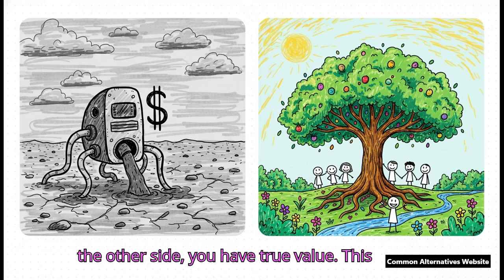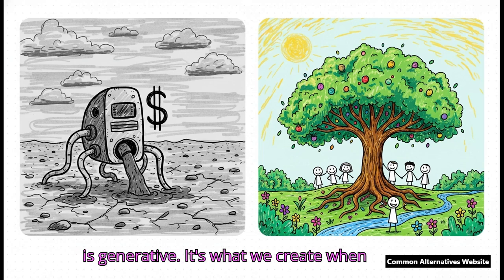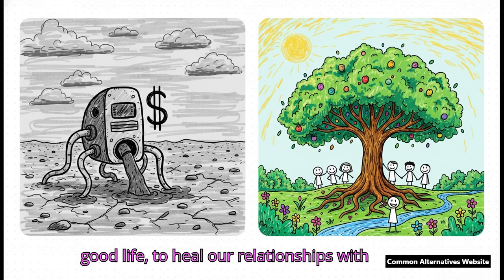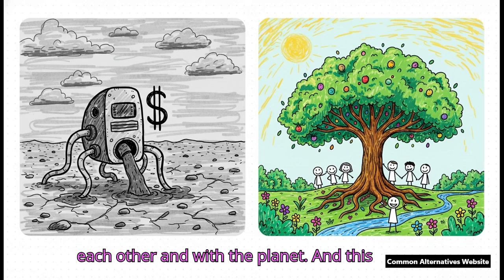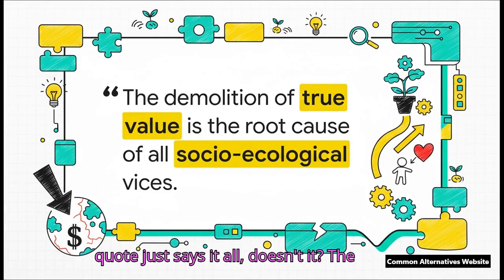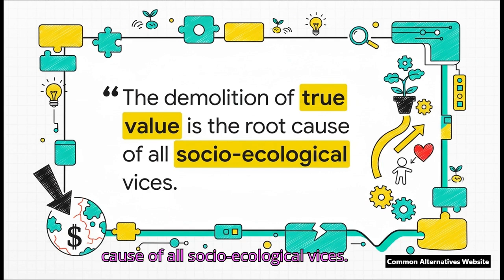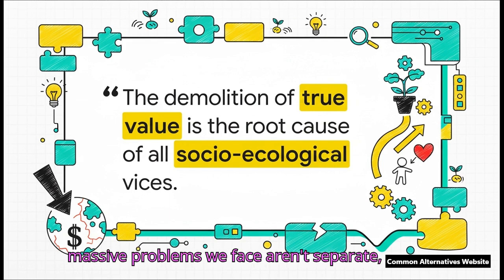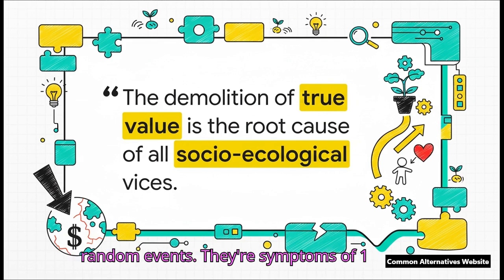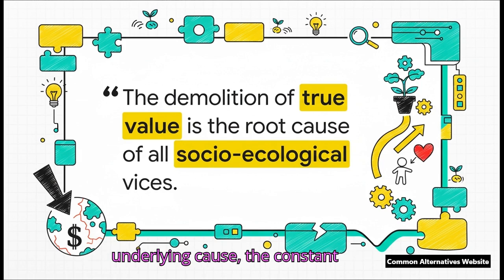But on the other side, you have true value. This is generative. It's what we create when we use those same resources to build a good life, to heal our relationships with each other and with the planet. And this quote just says it all, doesn't it? The demolition of true value is the root cause of all socio-ecological vices. It's such a powerful way to reframe things. It suggests that all these massive problems we face aren't separate, random events. They're symptoms of one underlying cause: the constant destruction of what's truly valuable.